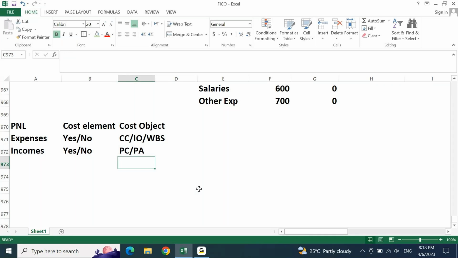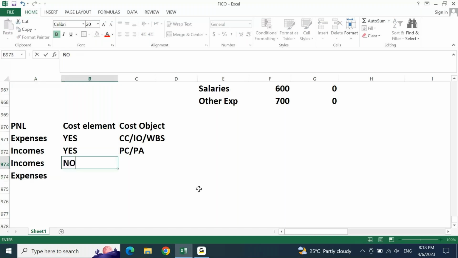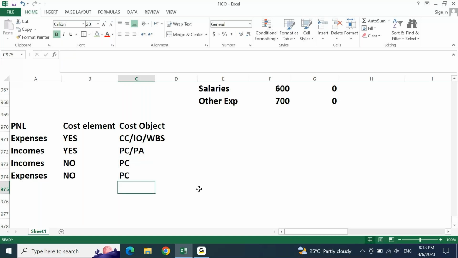If this is not a cost element, I'll put this as no, and for income and expense, if this is no, only PC, here also only PC. Clear?